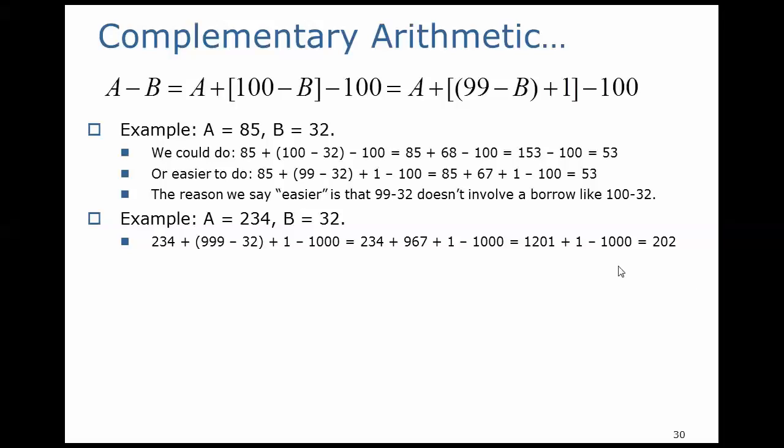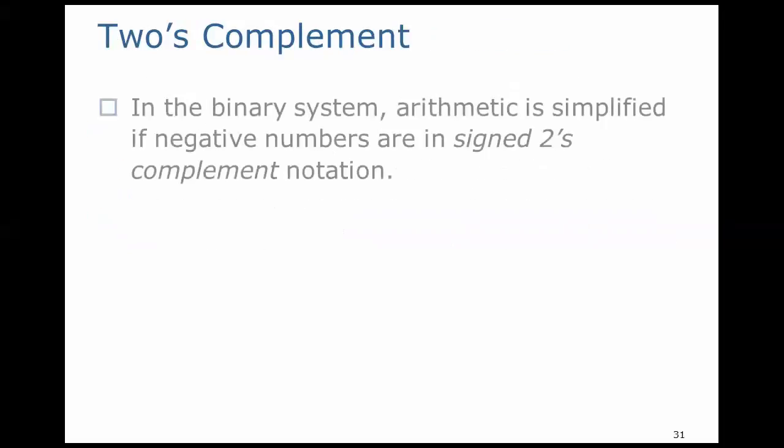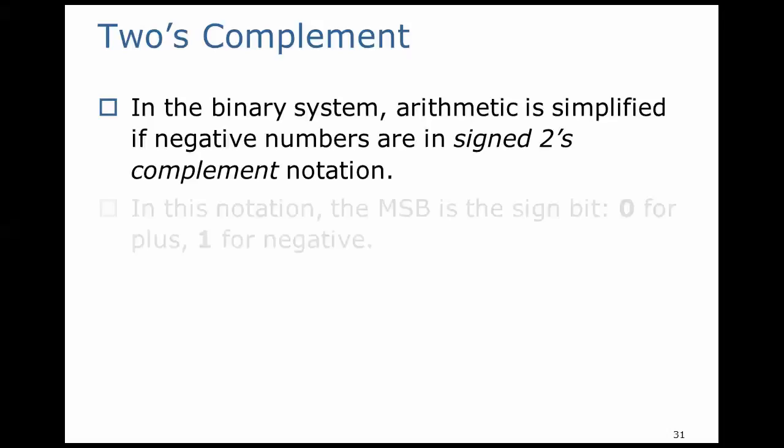Now that's predicated on the ability to do a nines complement. And so now we're going to look at what this means on the binary side, on binary numbers, and we'll see that it's even simpler for binary numbers. In a binary system, the arithmetic is simplified if negative numbers are in signed twos complement notation.